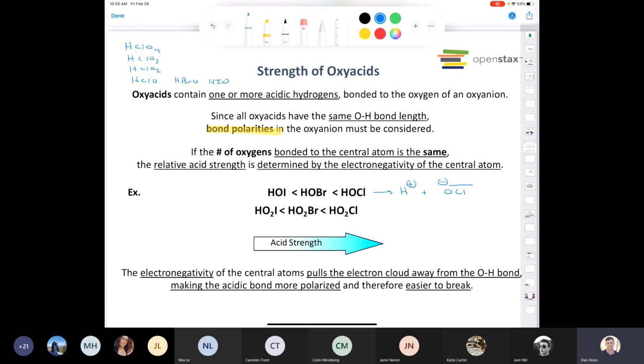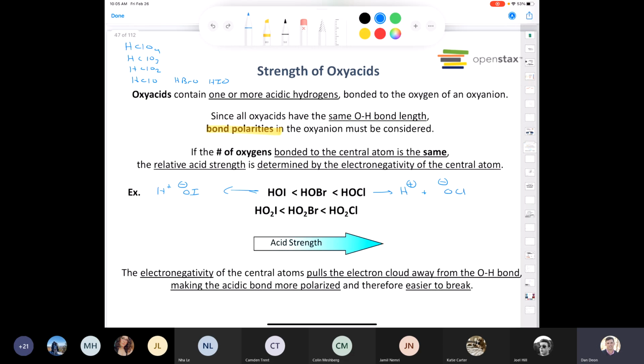Since chlorine is more electronegative, it's going to better stabilize that negative charge. If you have hypoiodous acid, you have the proton, which doesn't remain charged. But since iodine is less electronegative, it's not going to be as good at stabilizing that negative charge. What if you have these? So this is the same rationale here because all these have the same number of oxygens.